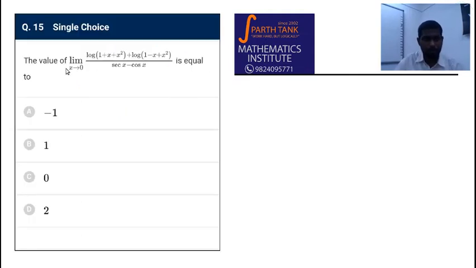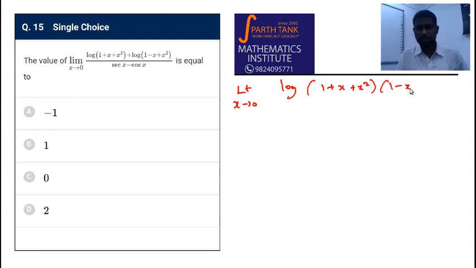Limit x tends to 0, log of 1 plus x squared plus log of 1 minus x plus x squared, by secant x minus cos x. Now let us combine the logs in the numerator. When you combine the two logs, it becomes log of 1 plus x squared into 1 minus x plus x squared. Right? So this is like a plus b into a minus b. You take 1 plus x squared as a and this as b.